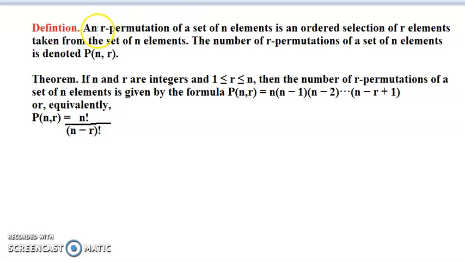Now in this video, we're going to look at r-permutation of n elements. In the previous video, we just talked about an n-permutation. What's the difference?